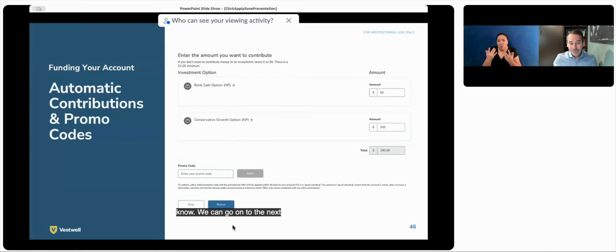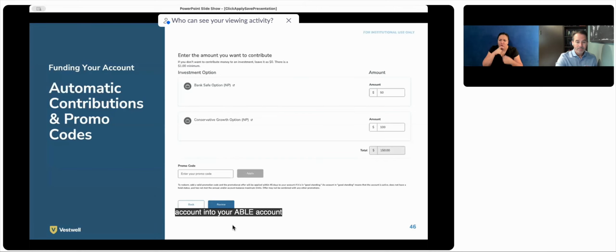We obviously want to make it easy for you to put money into your account. So right through the enrollment flow, you can set up automatic contributions. That basically means you're setting up a specific day or multiple days in a given month or a quarter or a year to automatically have money go from your bank account into your ABLE account. So you can easily set that if you want.